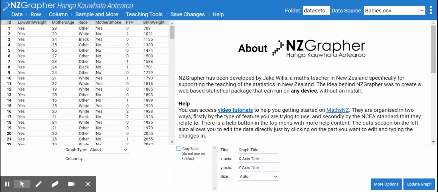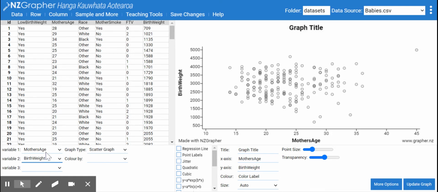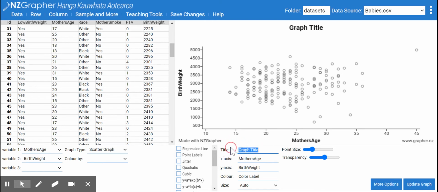I'm going to show you today how to use NZGrapher to investigate different types of model. So we begin as usual. You choose scatter graph and variable 1, variable 2. Variable 1, remember, is always explanatory. Variable 2 is response. And you would put a nice title.